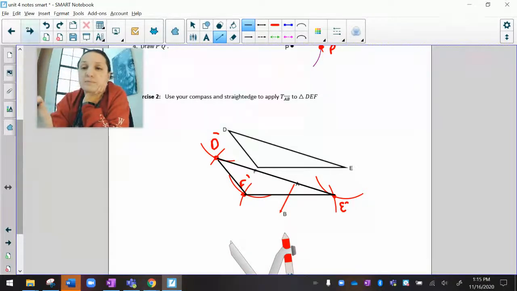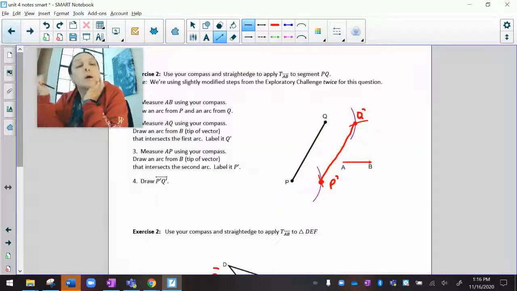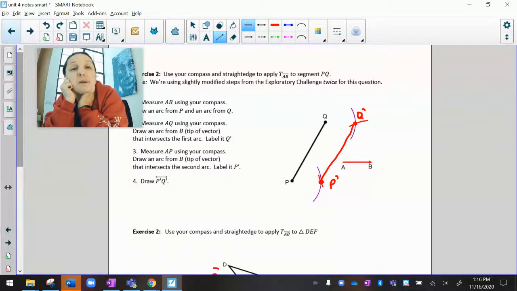Okay? And that is how you do translations. So make sure that you follow the steps. Remember that a translation slides things, and you should know that the old thing and the new thing end up being parallel after a translation.